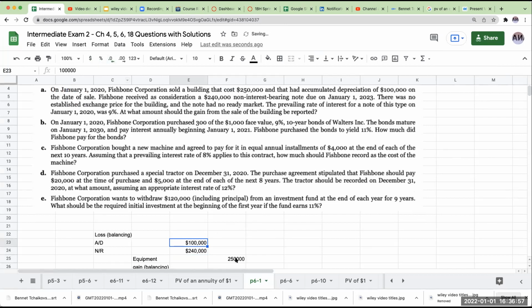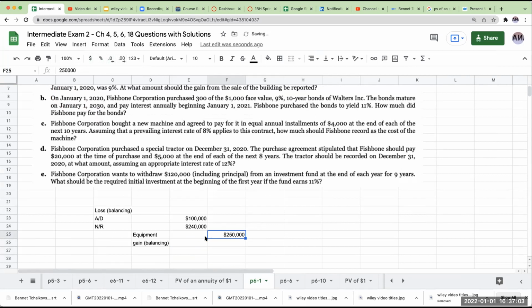Why is it not worth $240,000? The answer is that $1 today is not the same as $1 tomorrow. So what we have to figure out is what is going to be the discount on the note receivable for this particular note.